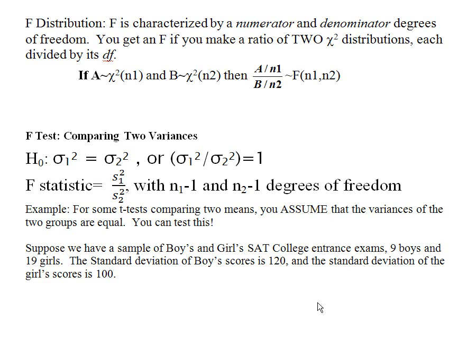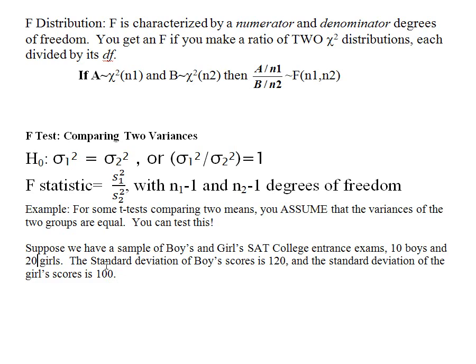So, as a practical example of testing two sample variances to see if they come from populations with equal variances, suppose we have a sample of boys and girls SAT college entrance exams, and I see I'm getting ready to make a mistake here. 10 boys, not 9 boys, and 20 girls. Now why? Because the graph we just made had 9 numerator and 19 denominator degrees of freedom. N minus 1, not n. And so if we have 10 boys in the numerator, n minus 1 will be 9 degrees of freedom, and 20 girls, 19 in the denominator.